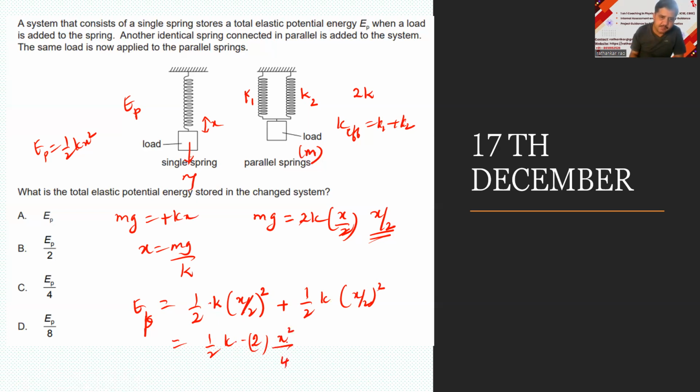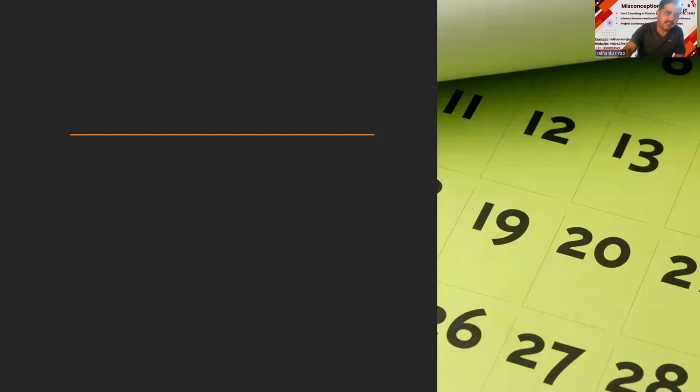Now what I will do is, let me simplify this. I can now write this as half k x square divided by 2 once again. 2 ones are 2, 2 twos are 4. That's what I've done. Okay. Which will now be equal to Ep by 2. Right. So the answer is Ep by 2. Okay. So you need to logically reason why it is so. Then only you will get the correct answer.